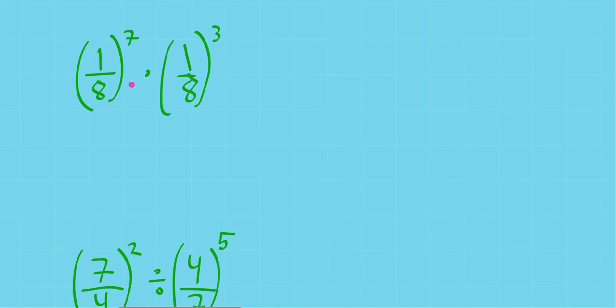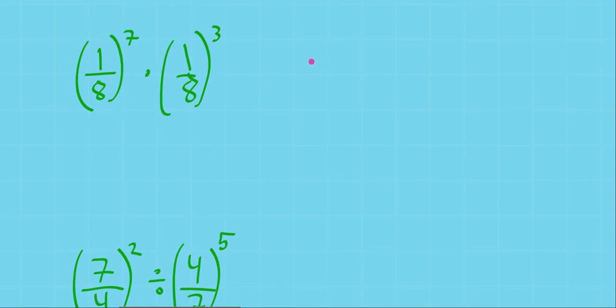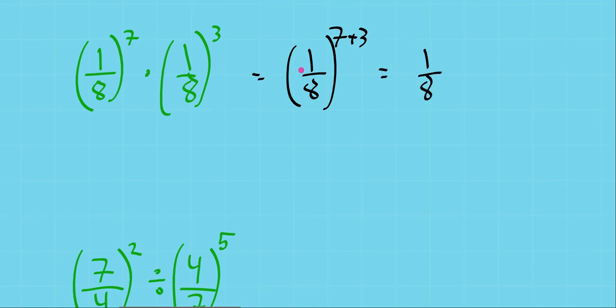So here we have 1/8 to the 7th power times 1/8 to the 3rd power. The base here is the same. The base is 1/8 in each case. So this is the same as 1/8 to the 7 plus 3, or 1/8 to the 10th power. That's the same, in case you want to write it out this way, as 1 to the 10th over 8 to the 10th.